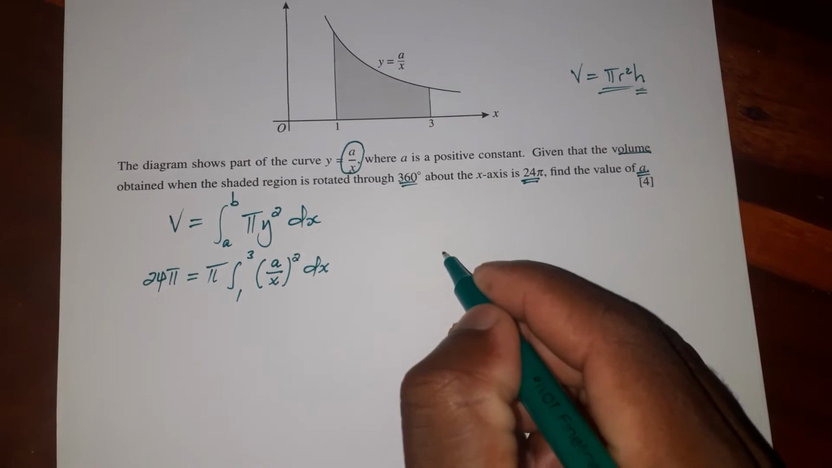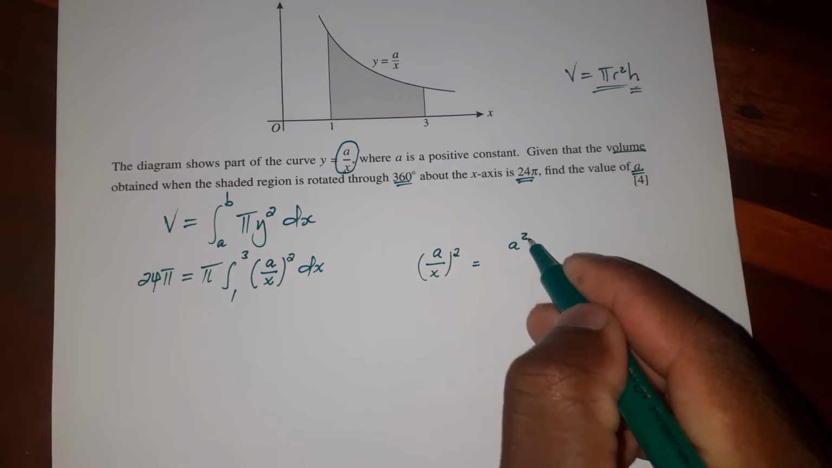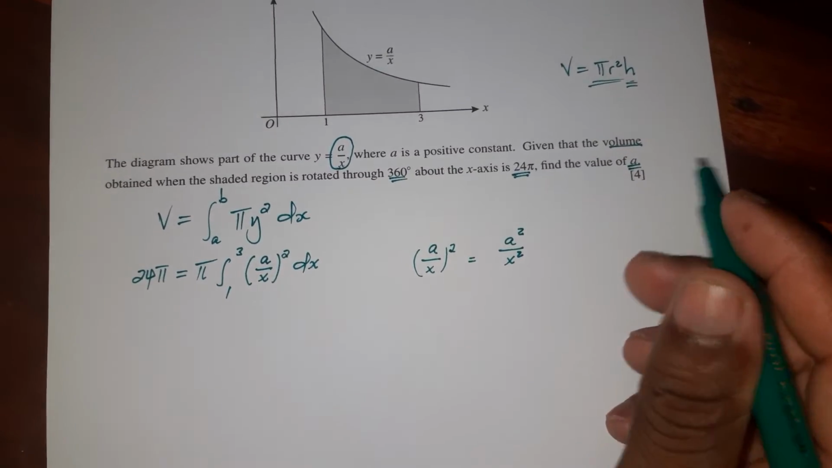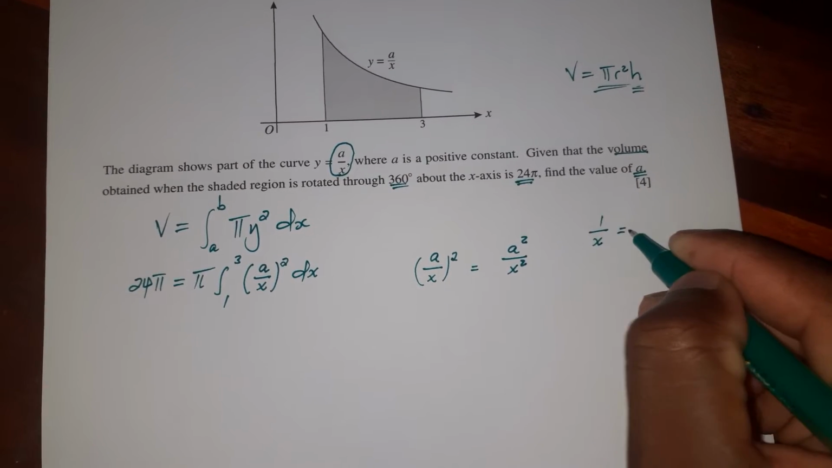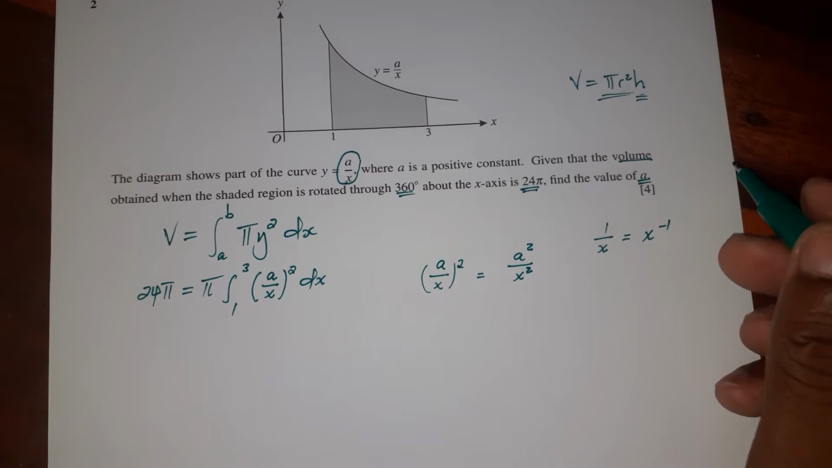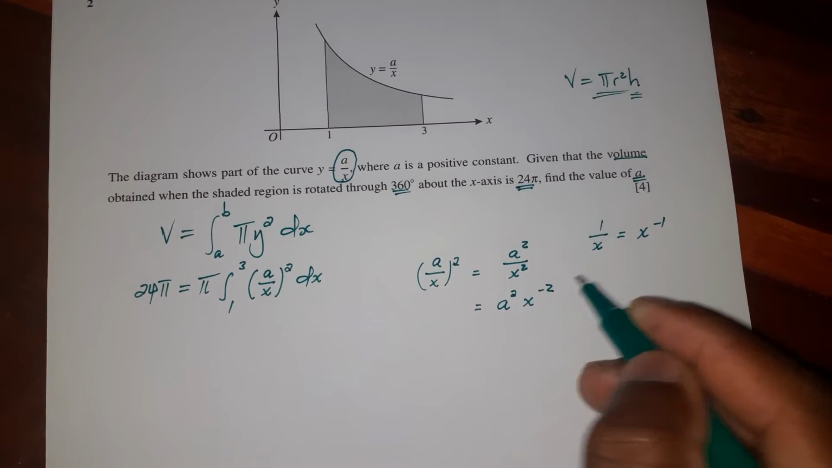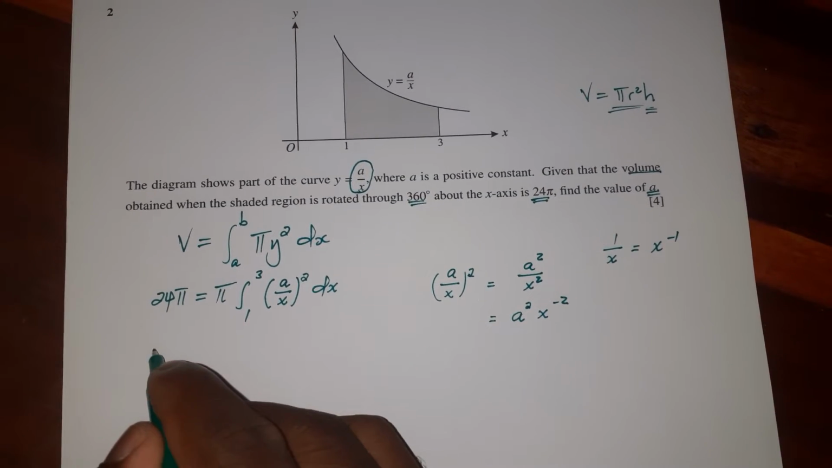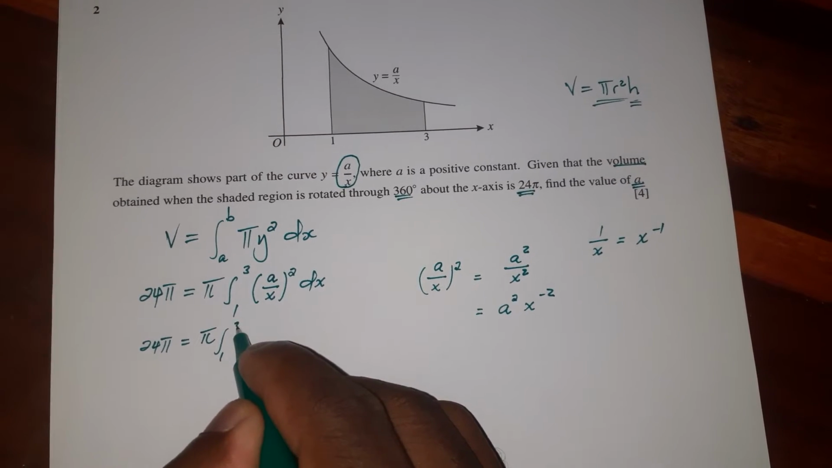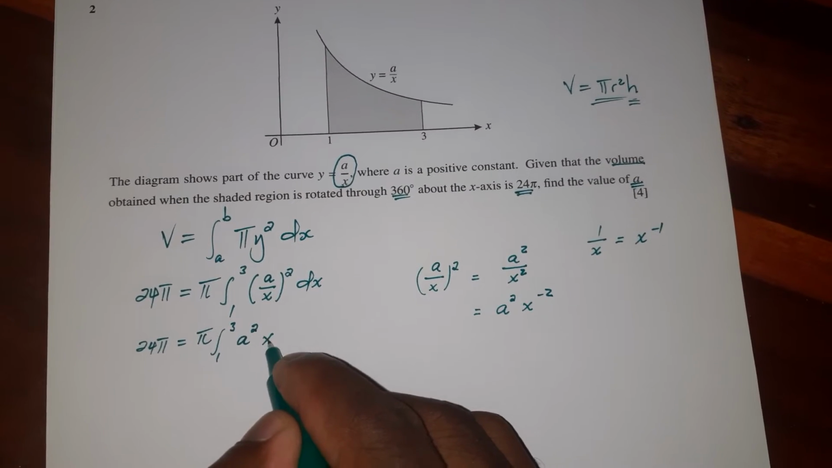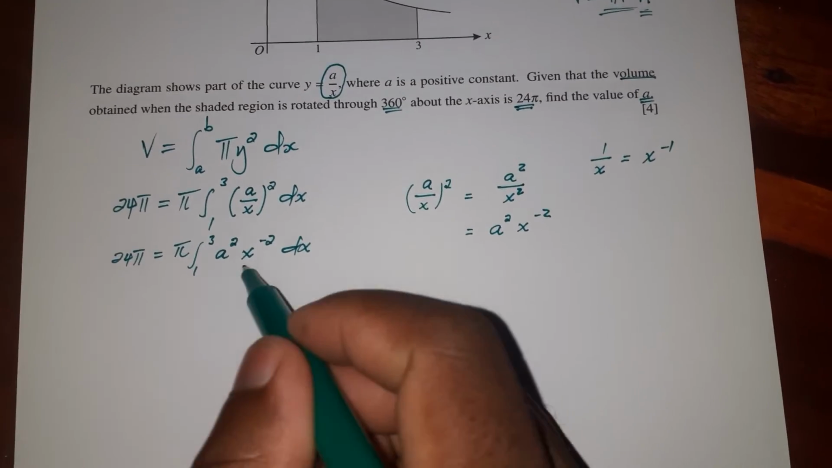Now I'll take this and do it somewhere on this side. That is the same as saying a square over x square when you square everything inside. But we also know that 1 over x is the same as x to the power minus 1. So this is the same as writing a square x to the power minus 2. So we can now rewrite this: 24 pi equals to pi integral 1 to 3 a square x to the power minus 2 dx. We are integrating with respect to x.